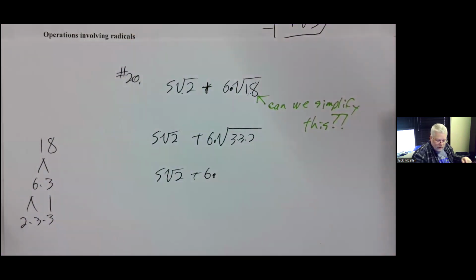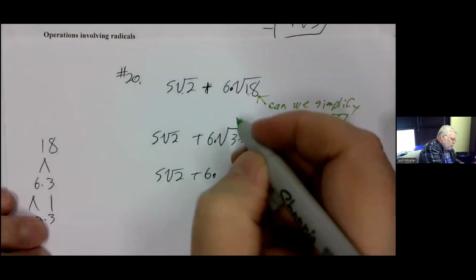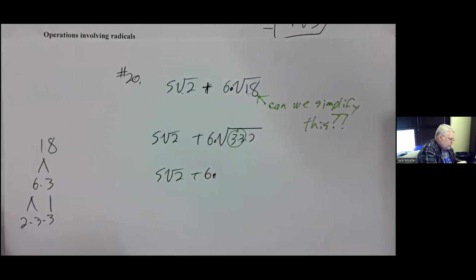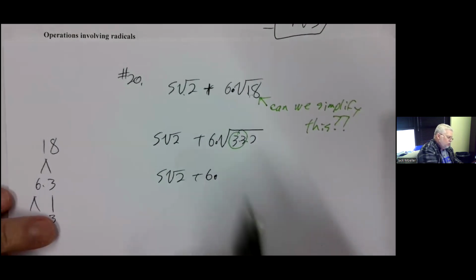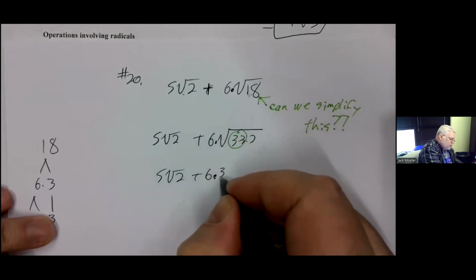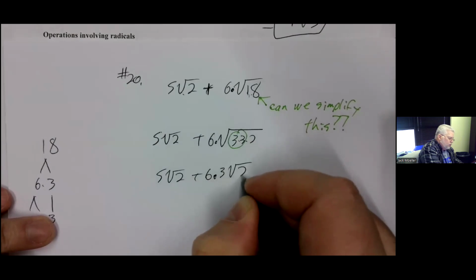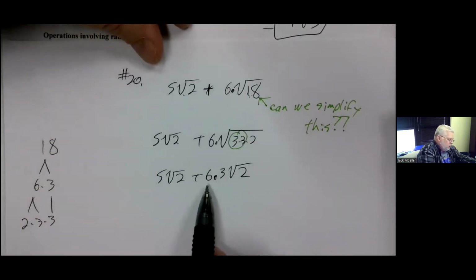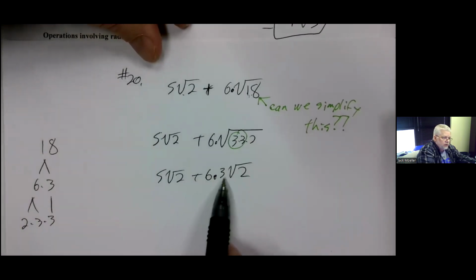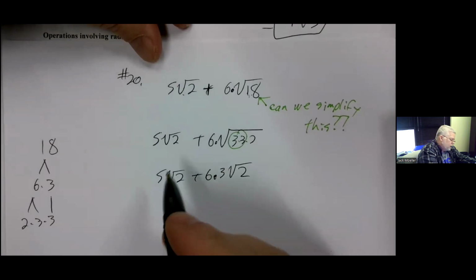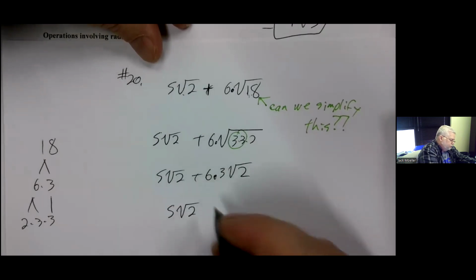But how do we simplify that square root of 18? Well, we have square roots, so we're looking for pairs. We have a pair of 3s. You pull that 3 out. So it becomes 6 times 3, and then we have square root of 2 left over. And how do we deal with this? Well, 6 times 3, that's outside the radicals, that would be 18.